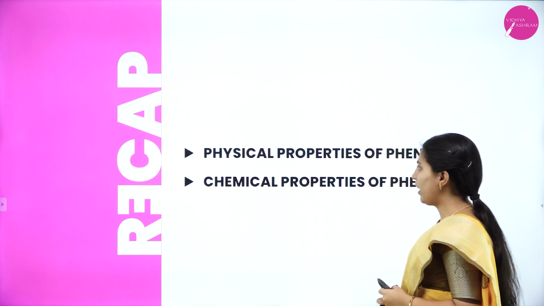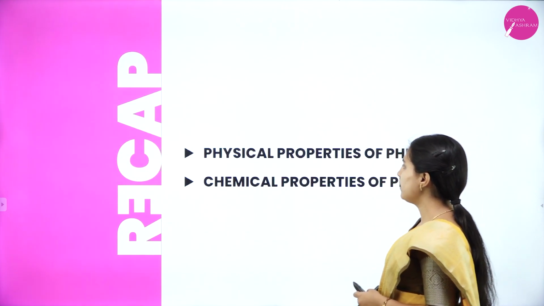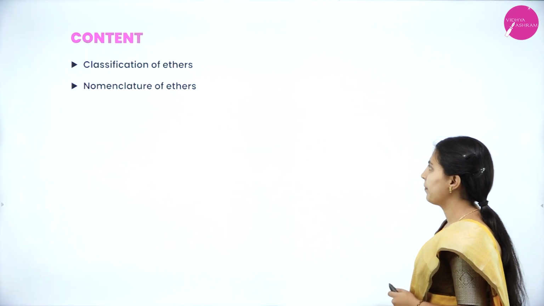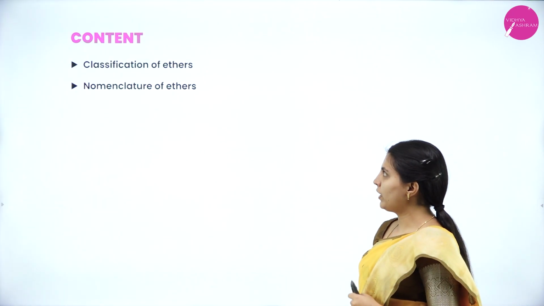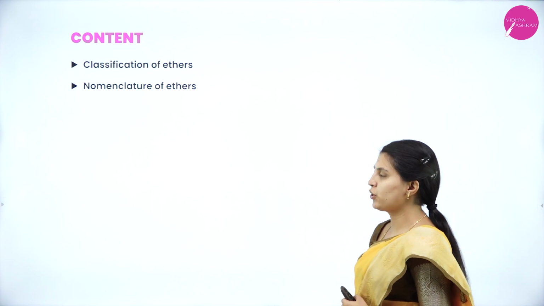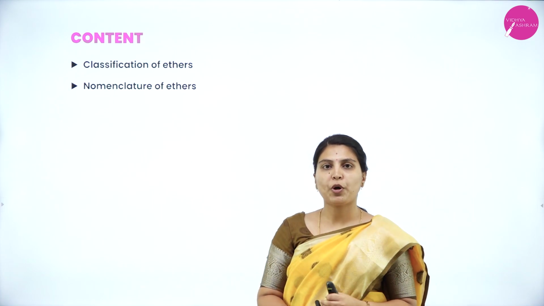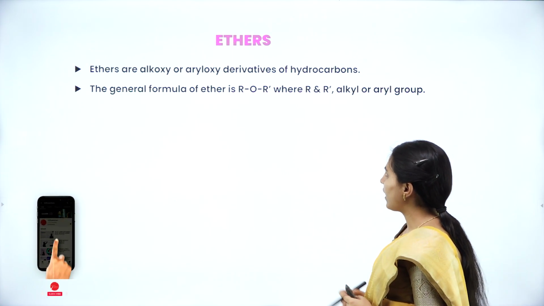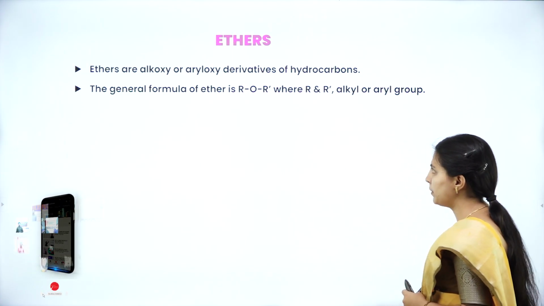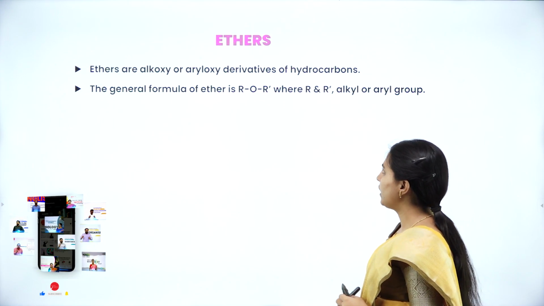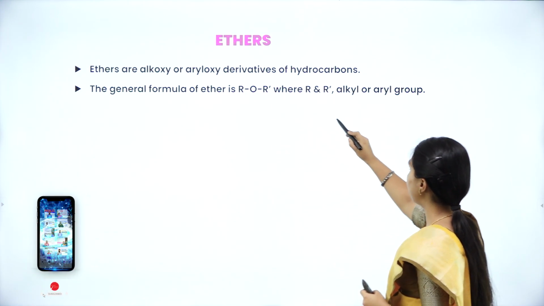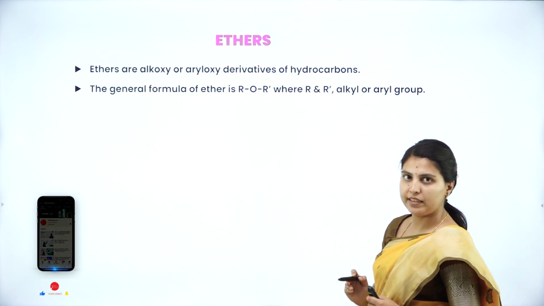In the previous session, we discussed the physical properties of phenols and chemical properties of phenols. In this session, we will discuss classification of ethers, nomenclature of ethers and overall properties of ethers. Ethers are alkoxy or aryloxy derivatives of hydrocarbons. The general formula of ether is ROR'. R and R' may be alkyl or aryl.